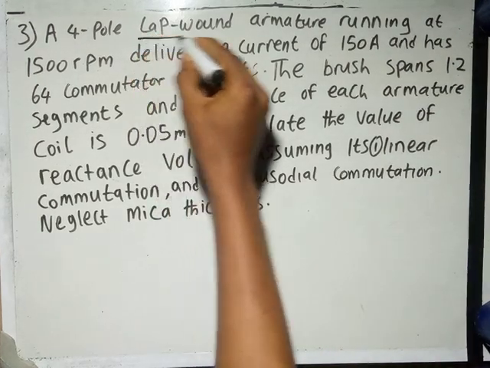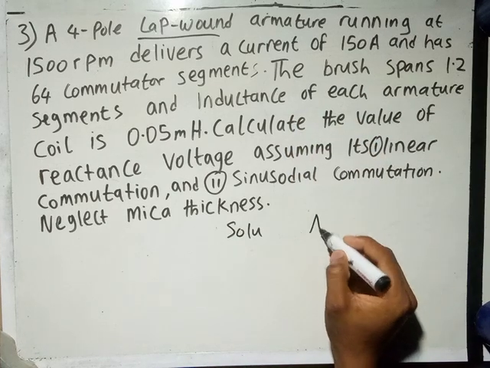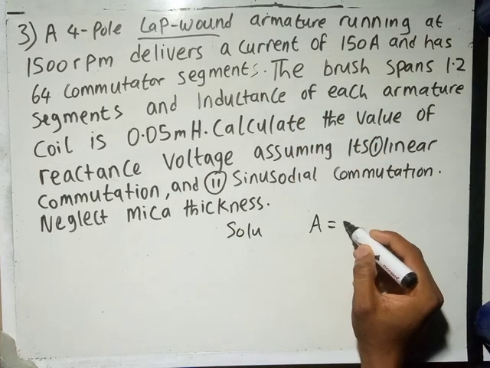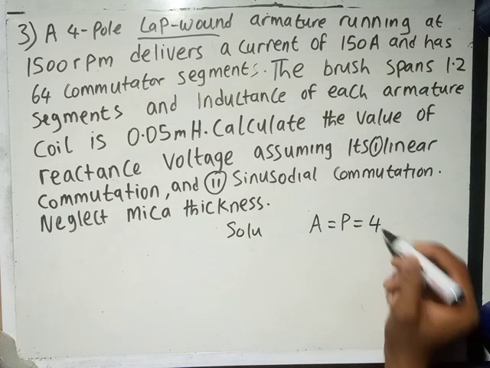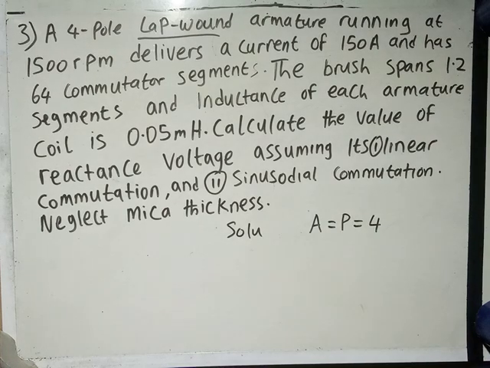We are told it is lap wound. That means our A is the number of poles, which is 4.